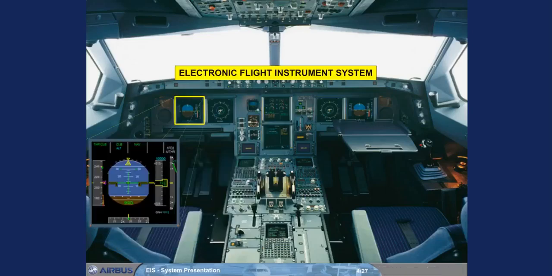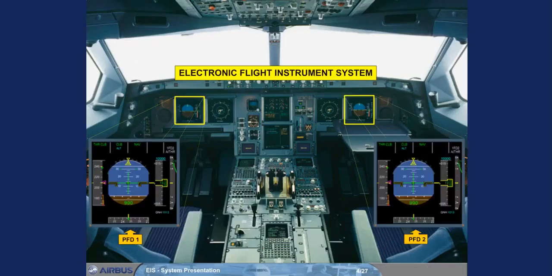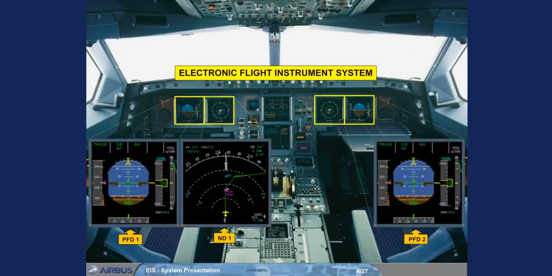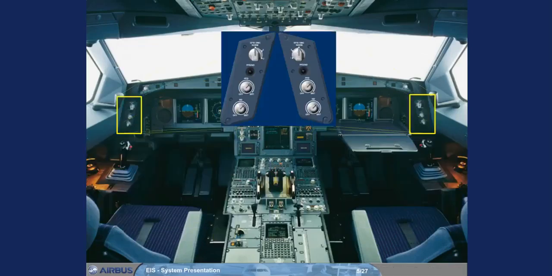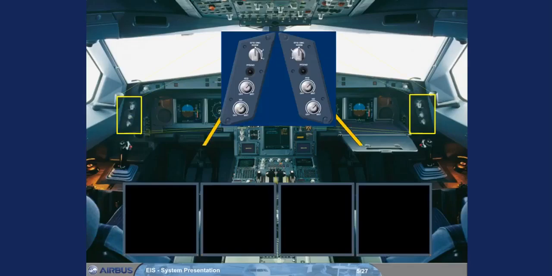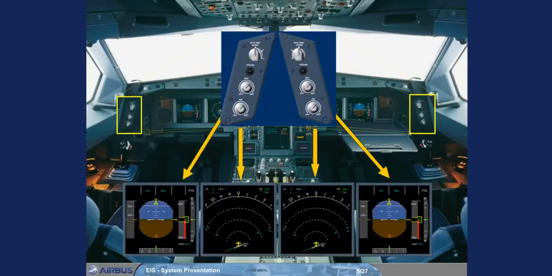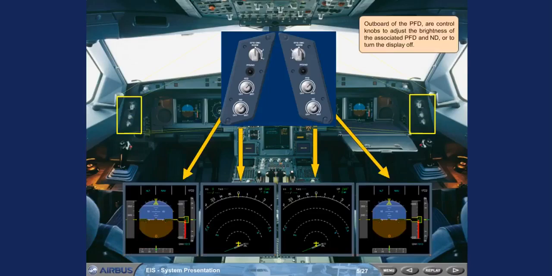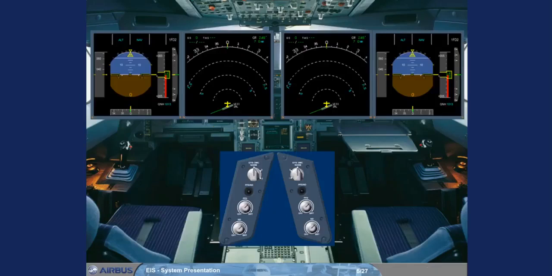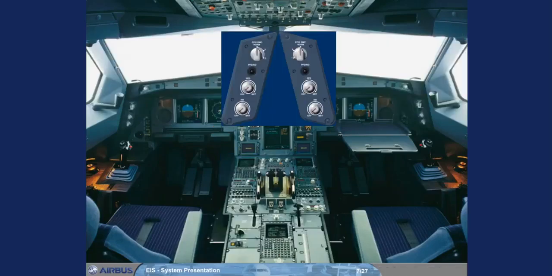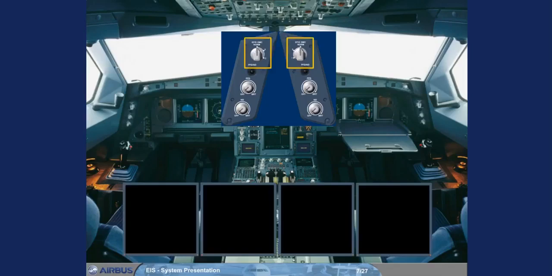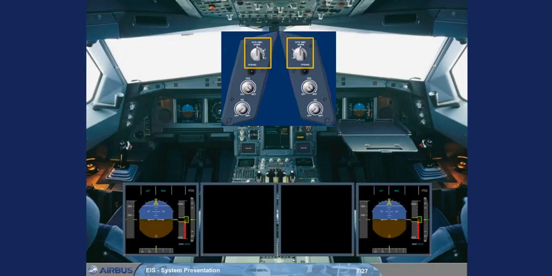Flight parameters are displayed on primary flight displays, PFDs, while navigation data is displayed on navigation displays, NDs. Outboard of the PFD are control knobs to adjust the brightness of the associated PFD and ND, or to turn the display off. A switch is provided to allow the information on the PFD and ND displays to be transferred. At the top of this panel, a switch allows the pilot to manually select the data source for his PFD, ND.